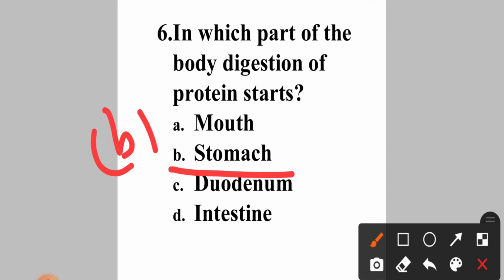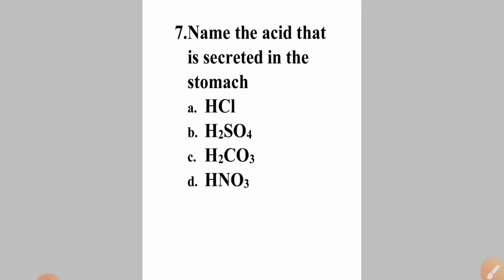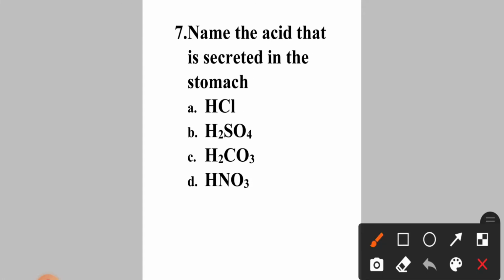Okay, now come to question number 7. Name the acid that is secreted in the stomach. A, HCl, B, H2SO4, C, H2CO3, D, HNO3. Okay, so the answer will be option A, that is HCl, hydrochloric acid. It is secreted in the stomach.